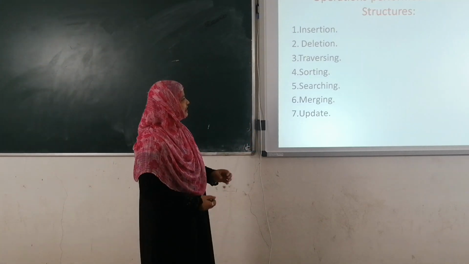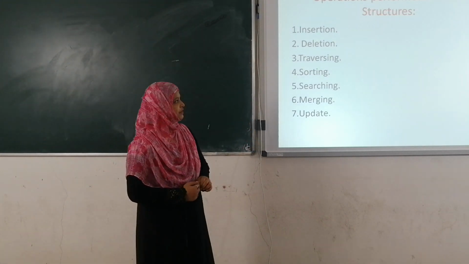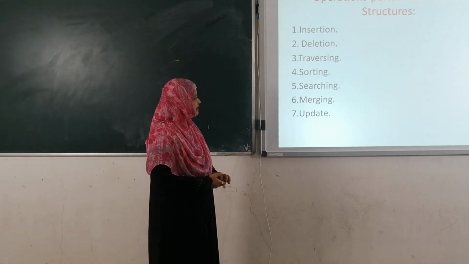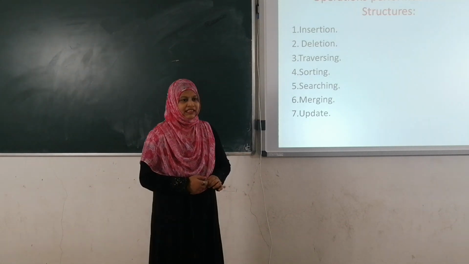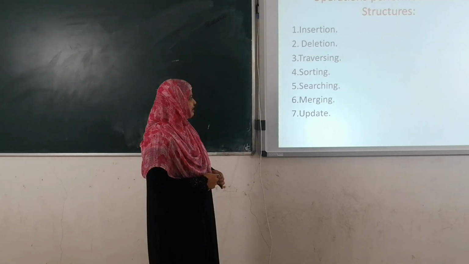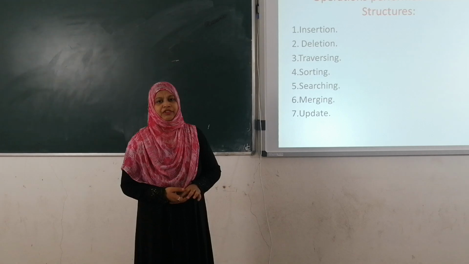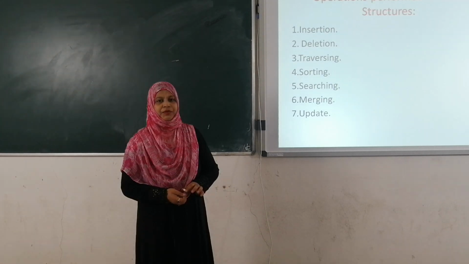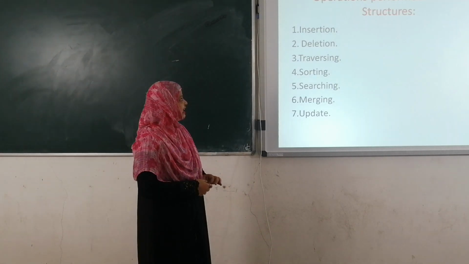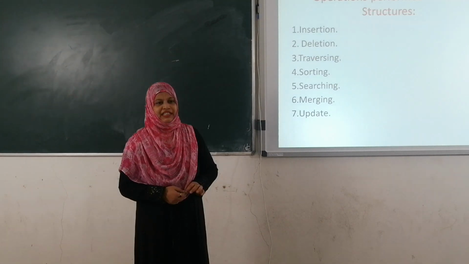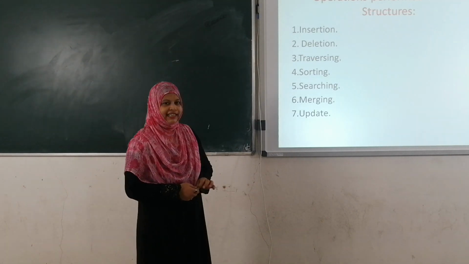These 7 are the basic operations we can perform on data structures: insertion, deletion, traversing, sorting, searching, merging and update. While performing any operation on a data structure, we have to check whether a condition is satisfied. Only if the condition is satisfied can we perform the operation.